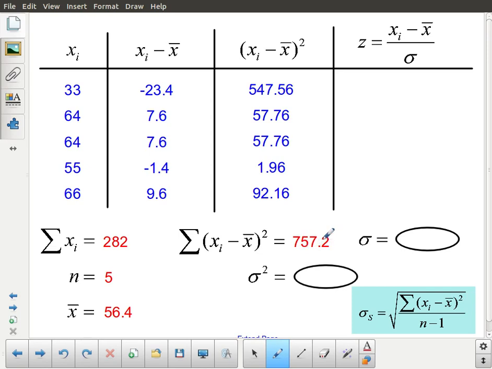757.2. Now this would be a good time to draw your attention back to the formula for the standard deviation that we want to make use of. You can see in this formula, in the numerator of that fraction, we have the sum of xi minus x bar, all squared. That's what we just figured out here. So that's why we needed to go through this. Now that I've done that, I can calculate this part.